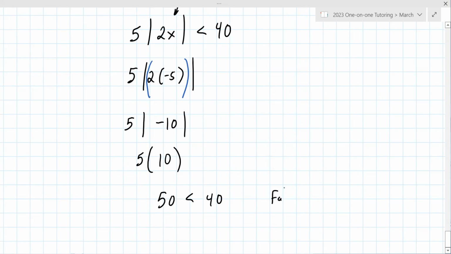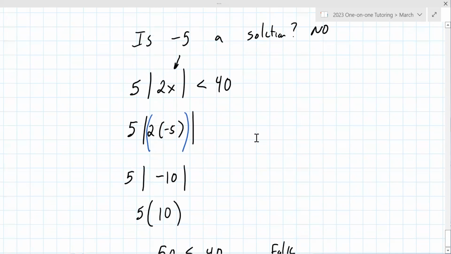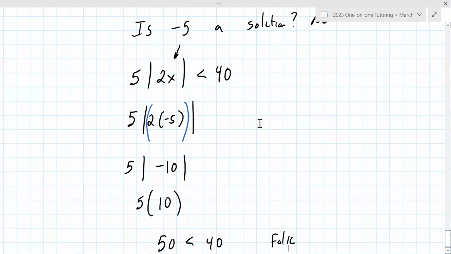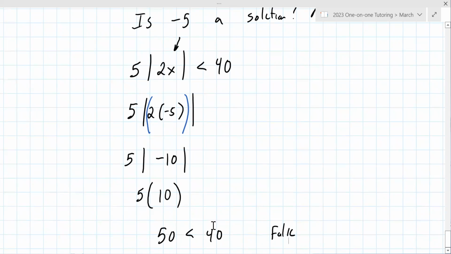No, that's why this is false. And yeah, that's what we wanted. We said -5 is not a solution, so this better not be a true statement.